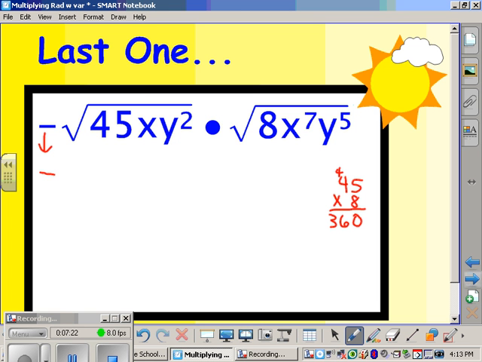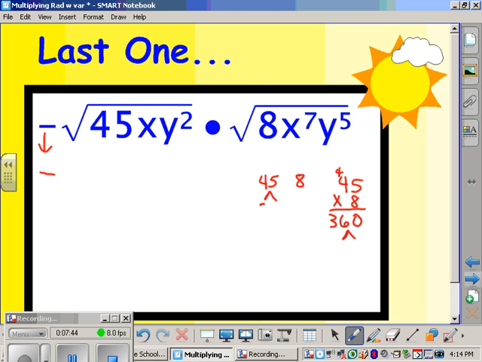Now, is 360 a perfect square? You may or may not know, but in fact it's not. So you have the choice. You can either break down the 360 using a factor tree, or you can go back and separate out the 45 and the 8 and factor them separately, which is what I'm going to do.